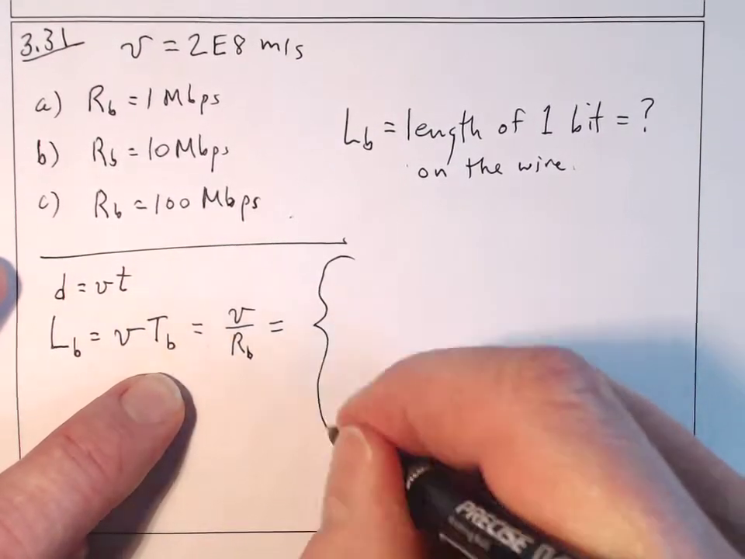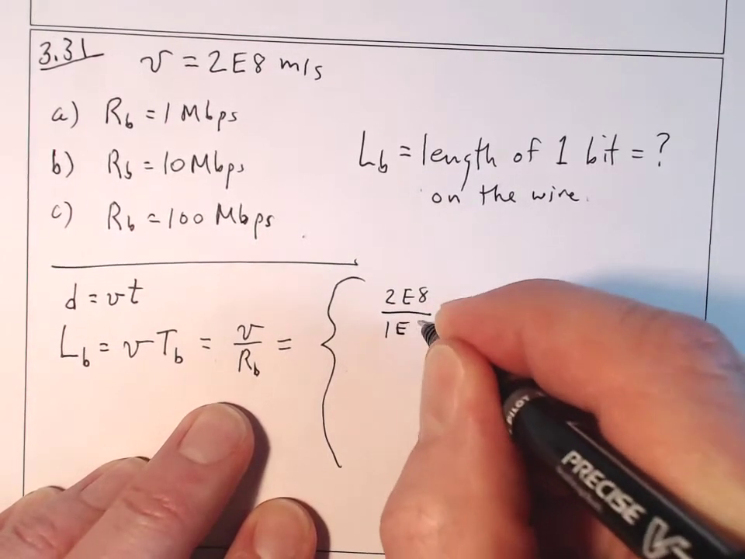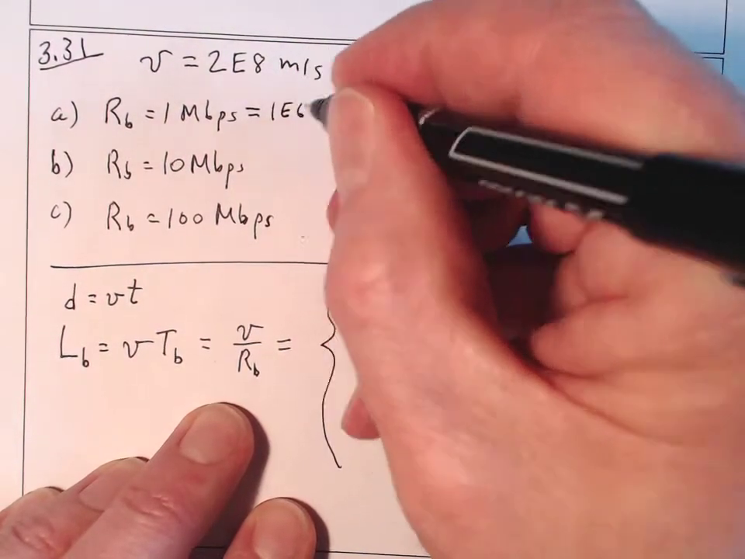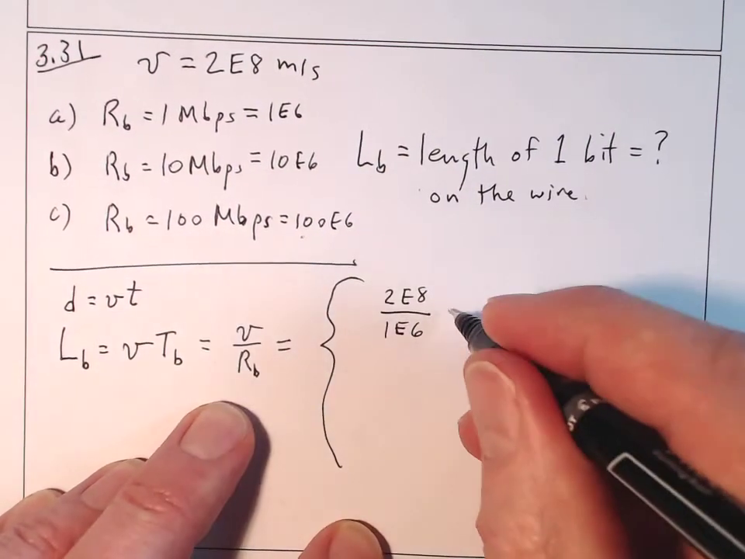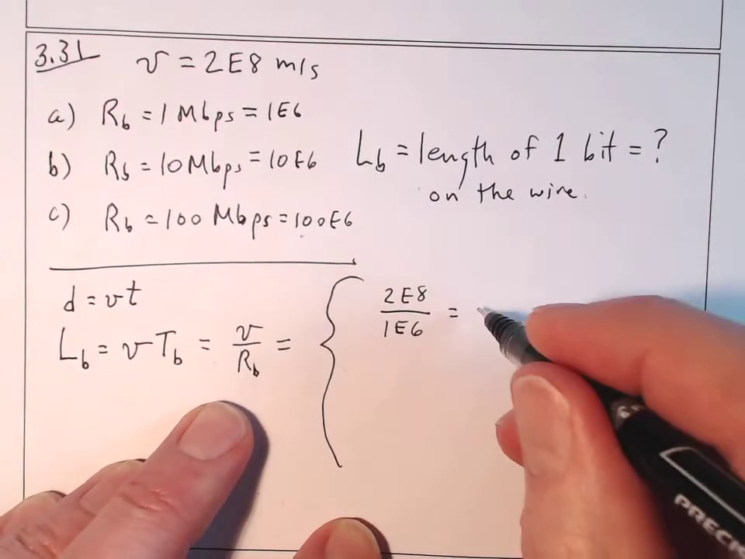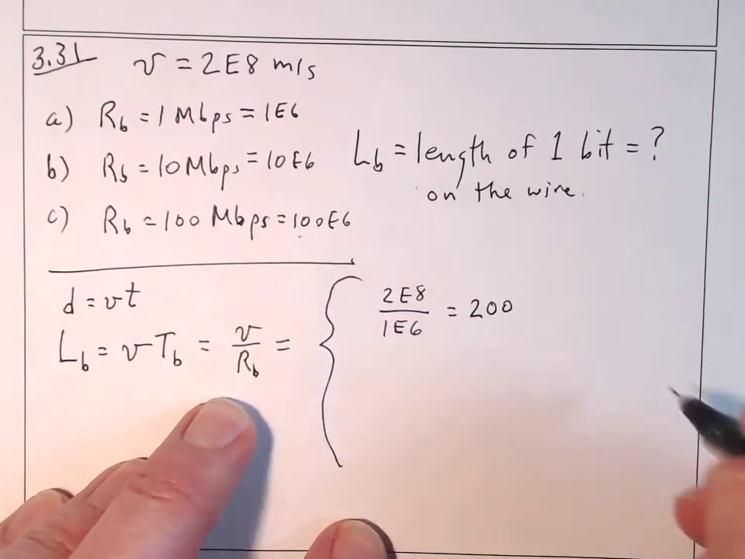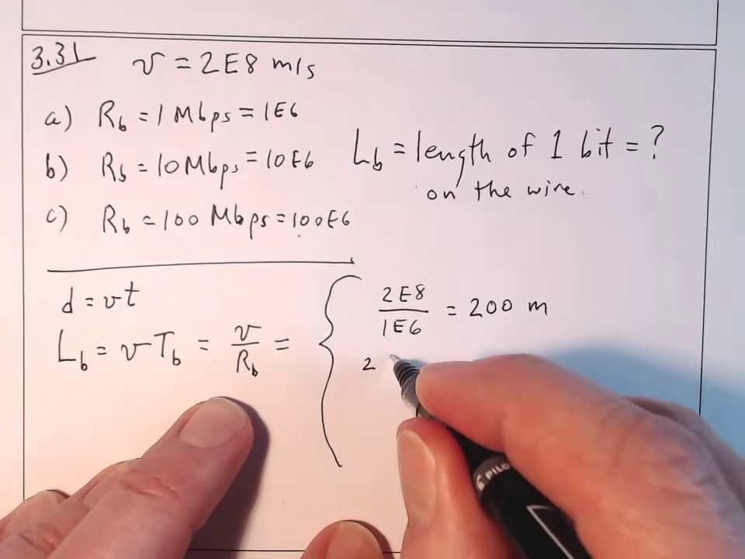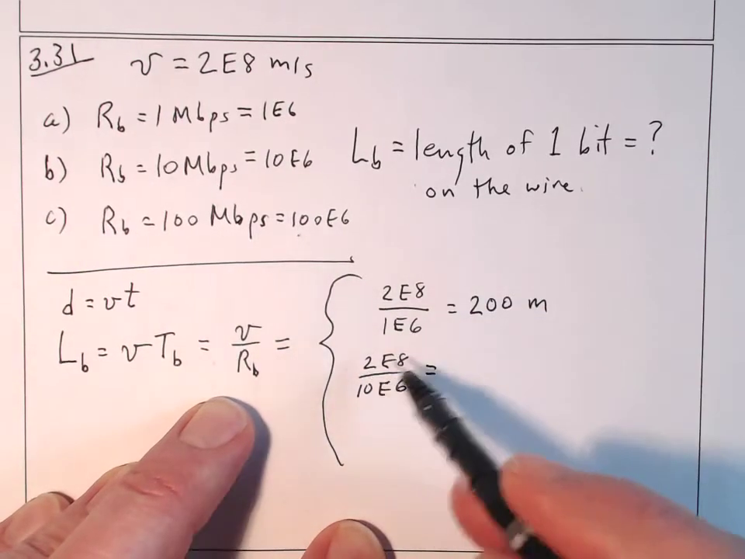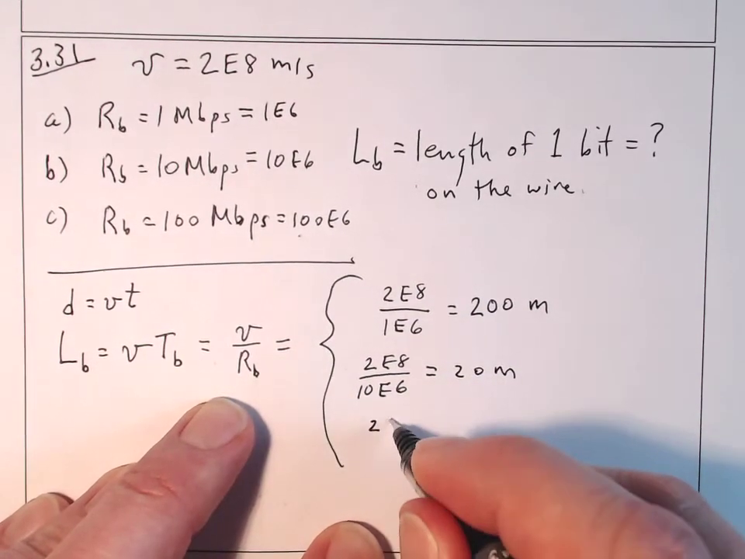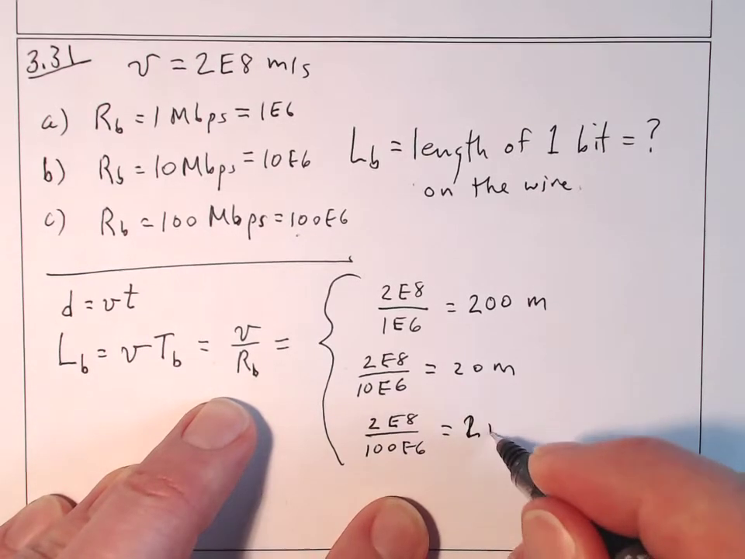I can write this down then in all 3 cases as 2e to the 8th over 1e to the 6th, since 1 megabit is 1e6, this is 10e6, and this is 100e6. 2 times 10 to the 8 over 1e6: 2 divided by 1 is 2, and I get 8 zeros in the numerator and 6 in the denominator, so I'm left with 2 zeros. So 200 meters. If I have 2e to the 8th over 10e to the 6th, it's just 1/10 of the previous answer, or 20 meters. And finally, 2e to the 8th over 100e to the 6th is 1/100th the original answer, or 2 meters.